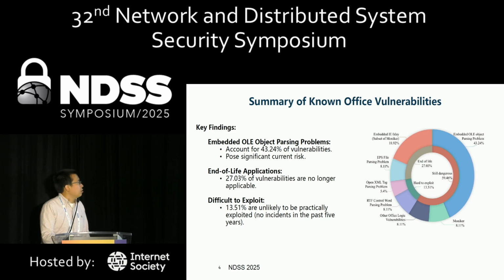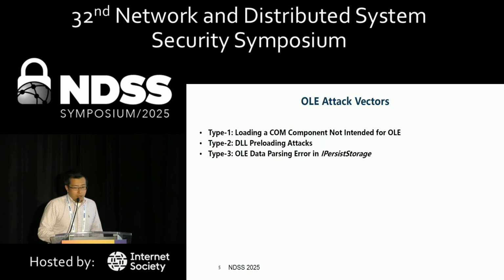About a quarter of the applications have reached the end of their maintenance life and are no longer used. Also, some of the vulnerabilities they found are very difficult to exploit, 13% of them. So basically, we want to focus on the ones that are still valid and can be easily exploited to launch some attack. After they summarized these attacks, they categorized them into 3 types of possible exploits by using OLE objects.